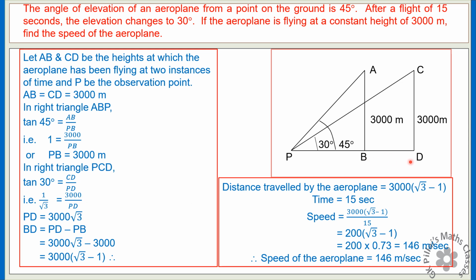Now we want BD equal to PD minus PB. 3000 root 3 minus 3000. Take 3000 common, you will get like this. 3000 root 3 minus 1. Time is 15 seconds. Distance traveled by the aeroplane is this. Speed will be distance upon time. 15 will get cancelled with this one. 200 into root 3 minus 1. So this will be 200 into 0.73. We will get 146 meter per second. That is the speed of the aeroplane.